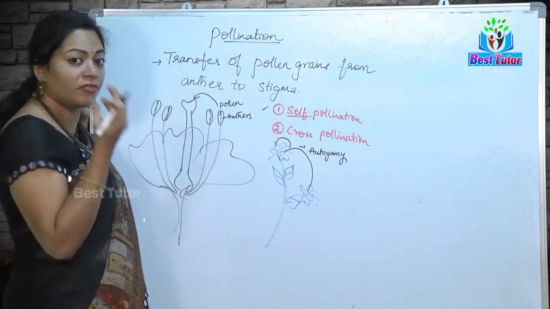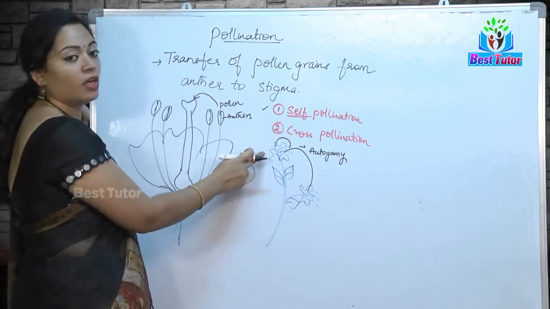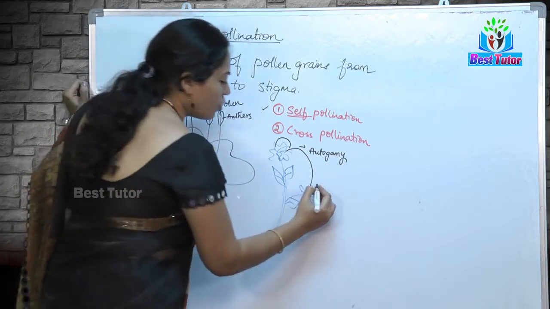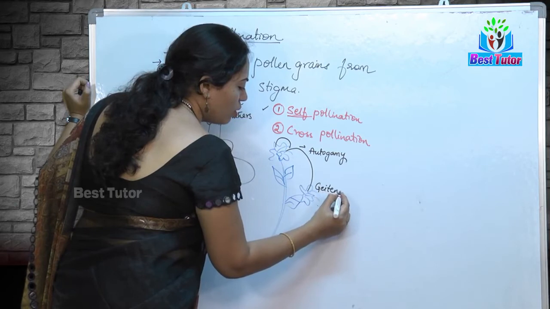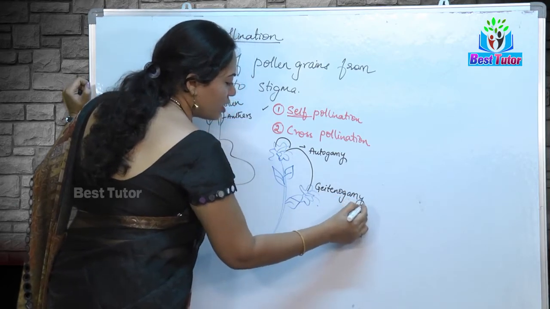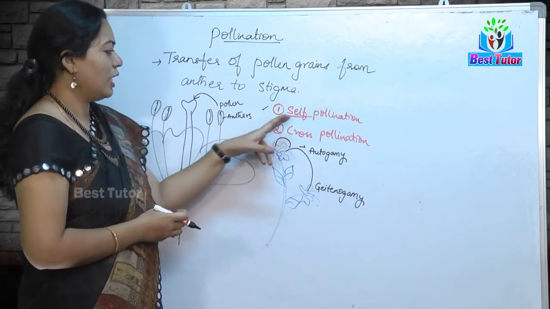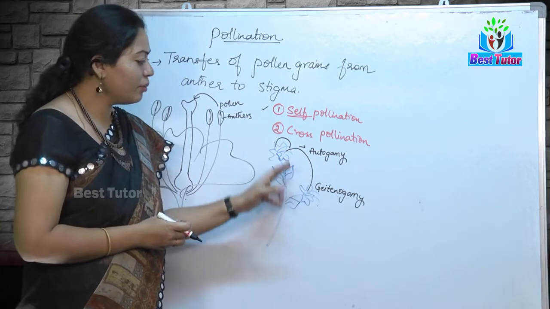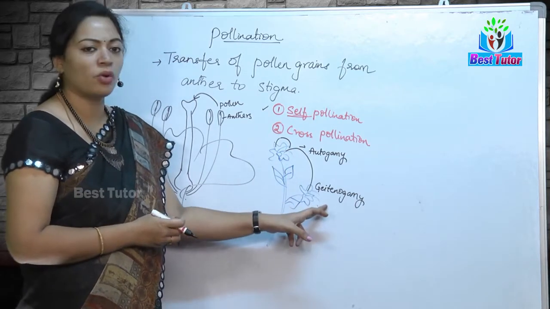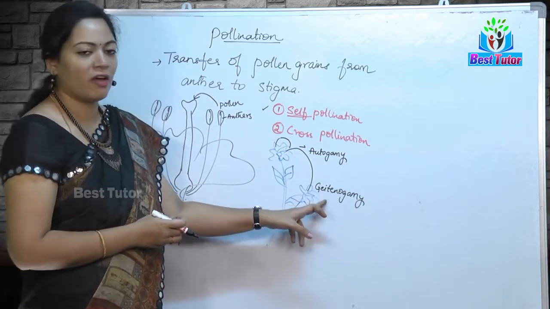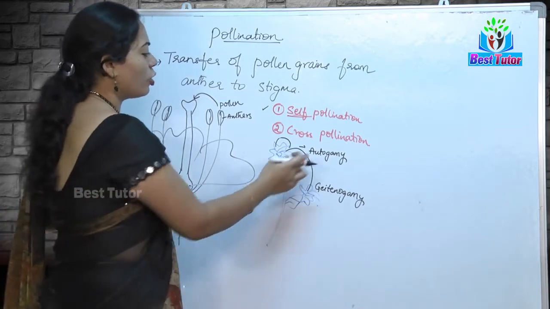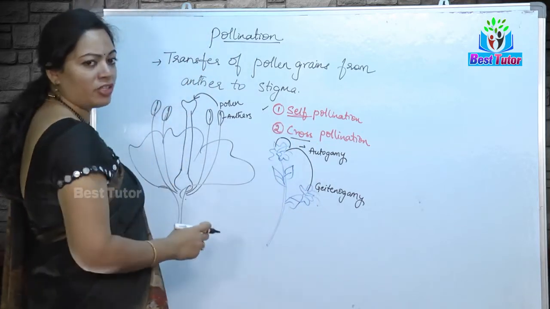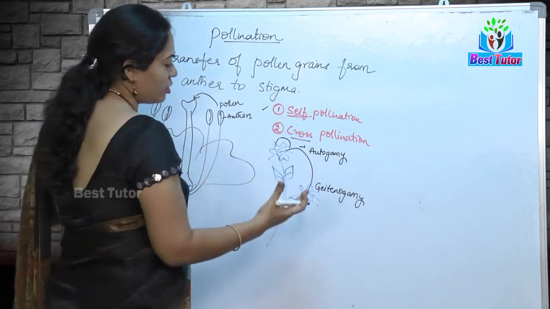Auto means self, within the flower, then it is considered to be autogamy. If it is happening between two flowers of the same plant, then it is known as geitonogamy. So the names we consider during self-pollination: if it is occurring within the flower, then it is known as autogamy. If it is occurring between two flowers on the same plant, then it is known as geitonogamy. Geitono means other flower, auto means same flower. Then what is the difference between self and cross-pollination? By this time you might have understood.